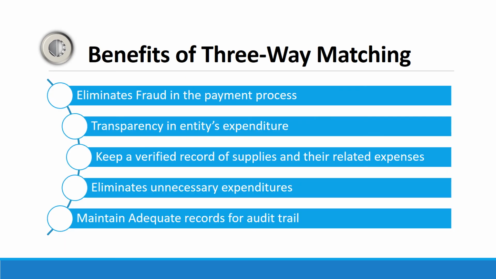The benefits of three-way matching to an entity are: it helps to eliminate fraud in the payment process. It ensures transparency in the entity's expenditure. It helps to keep a verified record of suppliers and their related expenses. It helps to eliminate unnecessary expenditures. And it helps the entity to maintain adequate records for audit trail.